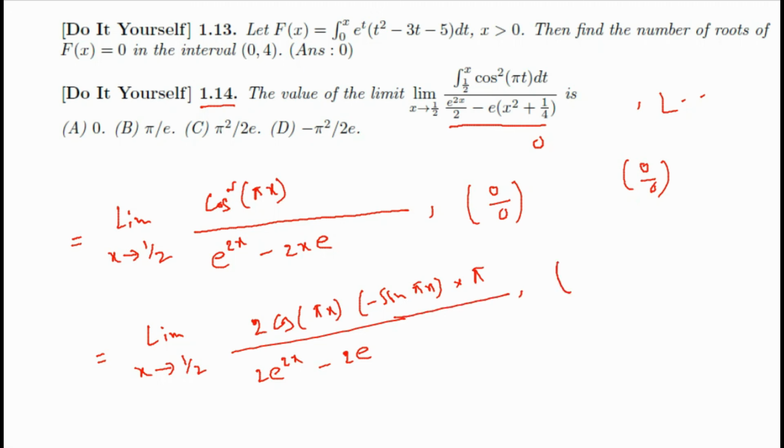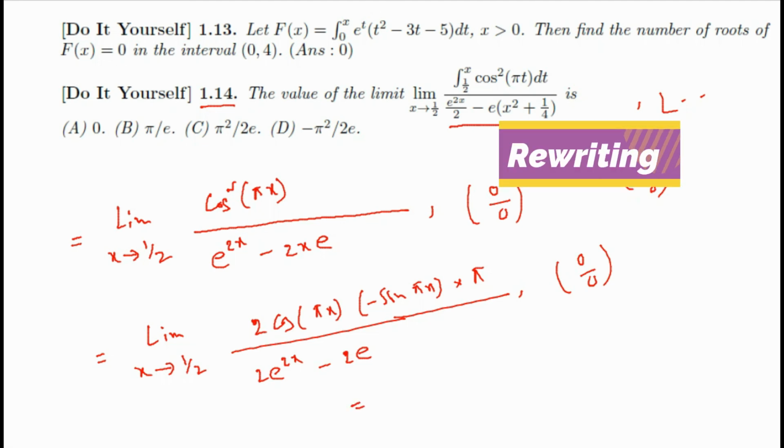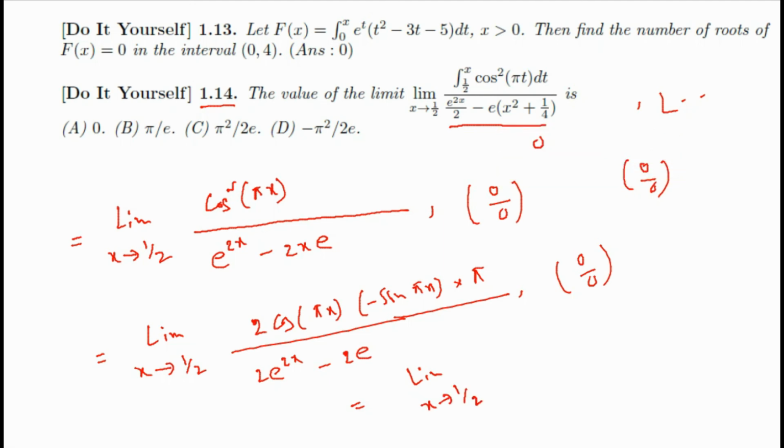This is again 0 by 0 form. So here, let me write this. Limit x tends to half. First I will just write this 2 sin x minus pi sin 2 pi x by 2, so pi by 2 will be outside, e power 2x minus e.